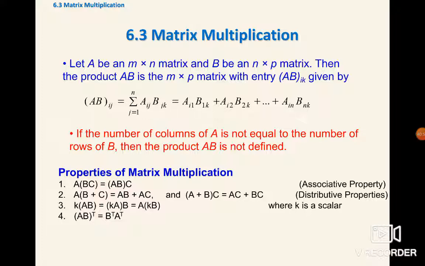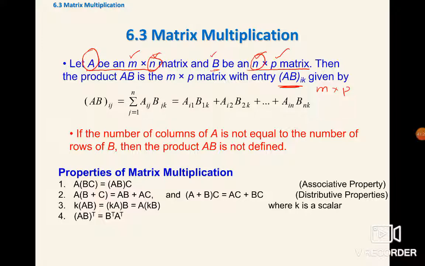See, we are given two matrices. A matrix A is of size m by n, another matrix B of size n by p. And you notice here the matrix A has m rows and n columns, whereas the matrix B has n rows and p columns. Then the product AB will have m rows and p columns. The missing element is n, isn't it? So this n is the crucial factor.